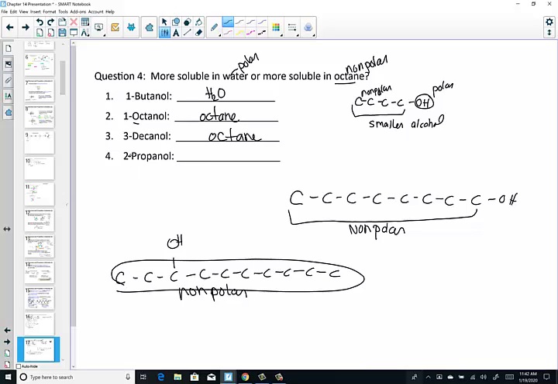2-propanol, that needed a dash there. 2-propanol is simply 3 carbons with an OH coming off of carbon 2. That will be water soluble because it's less than 6 carbons. I could convince that to dissolve well in a water medium.